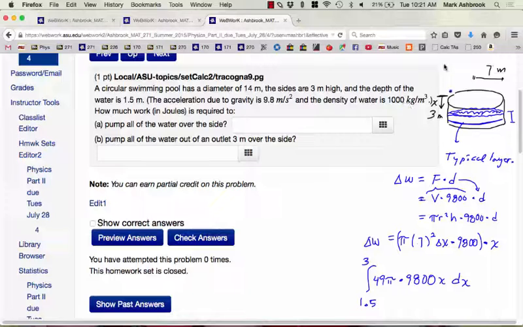Okay, and now if there's an outlet that's 3 meters, whatever this is, 3 meters. Then basically all those layers have to all go 3 meters further than they did before. So you could put your X starting from here at where you're pumping it out at the top, and then your integration would be from what to what? So for part B, 4.5 to 6. That's right, from 4.5 to 6.